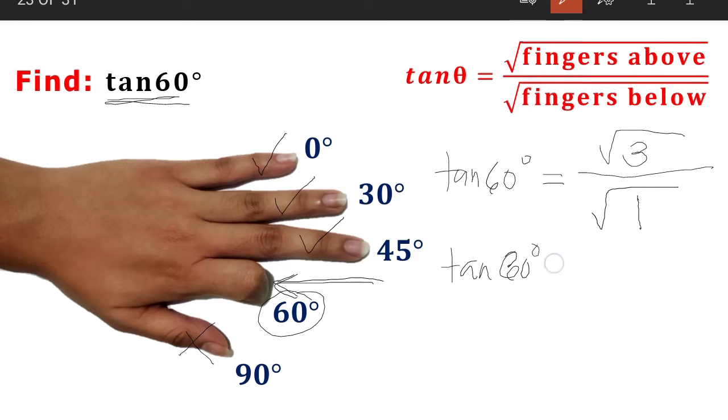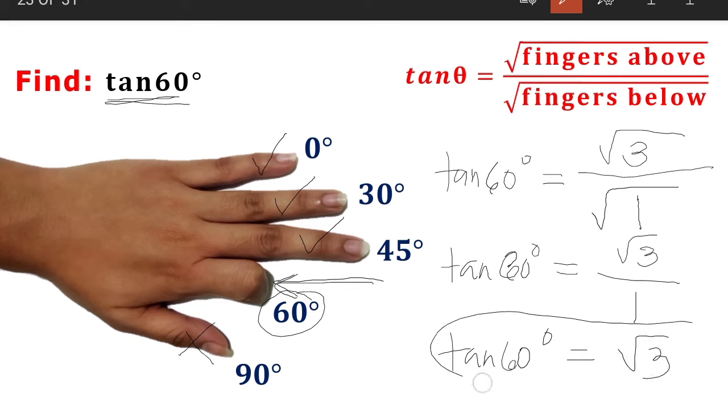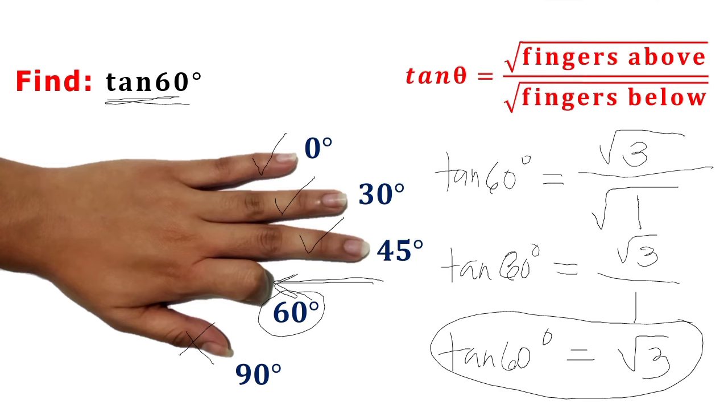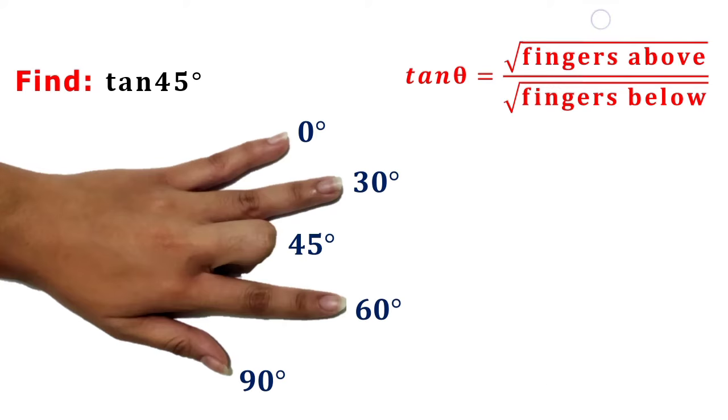Tangent 60 degrees equals, what is the square root of 3? Square root of 3 is still square root of 3, and the square root of 1 is 1. So tangent 60 degrees is equal to square root of 3. Okay? Next.